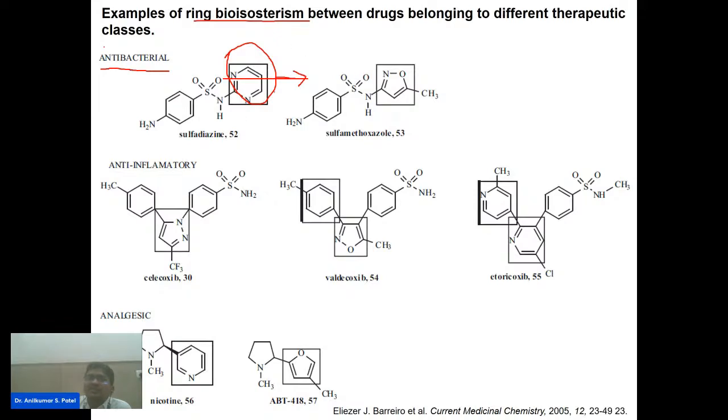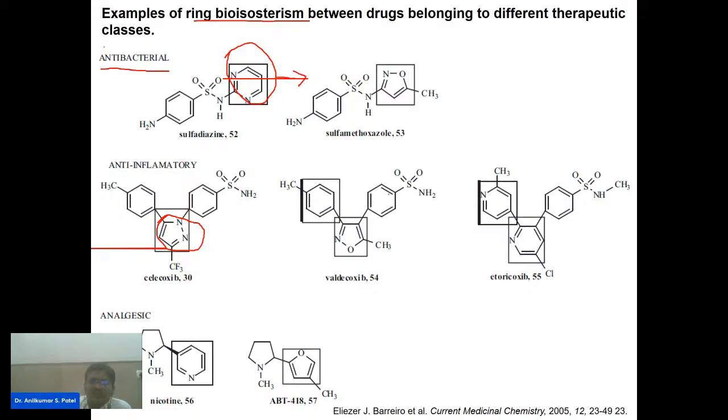Here we have just changed the heterocyclic ring, the pyrimidine, by replacing it with isoxazole. So oxazole and isoxazole derivatives can be given by that bioisosterism approach. Similarly, we can see the second example in the celecoxib series. Here we can see the anti-inflammatory drug celecoxib, which contains a pyrazole as the heterocyclic core. If we replace this pyrazole with isoxazole, it can be converted into valdecoxib, which has similar anti-inflammatory activity.